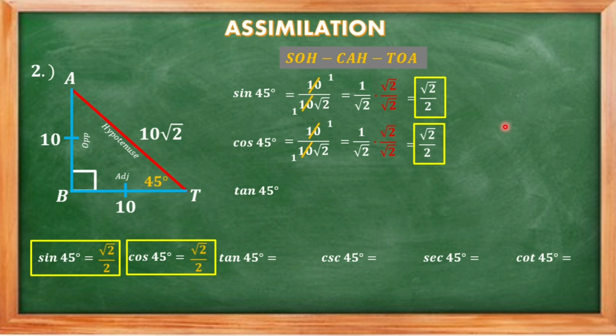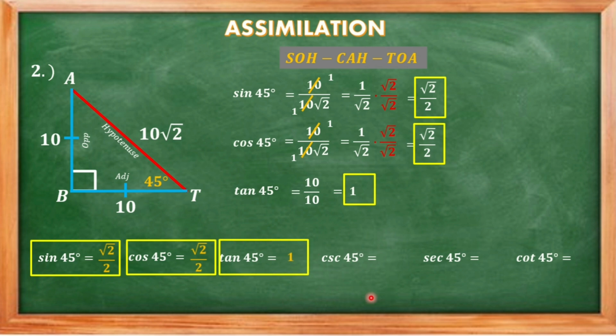Okay? So, next, sa tan 45 degrees naman, we will use TOA. Opposite over adjacent. So, opposite is 10, adjacent is 10. So, 10 over 10 is equals to 1. So, yan yung tangent 45 natin.